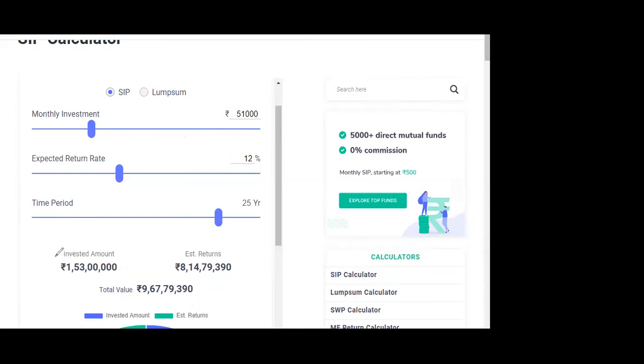Now see how much money you will actually invest. You're actually investing 1 crore 53 lakhs. That's it, only 1.5 crore. And this is the money that is returned. This is the interest. And this is the total value.